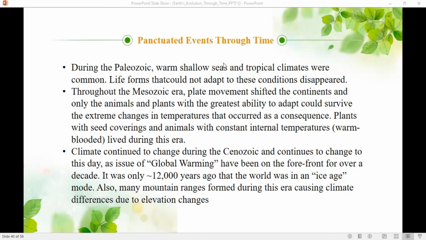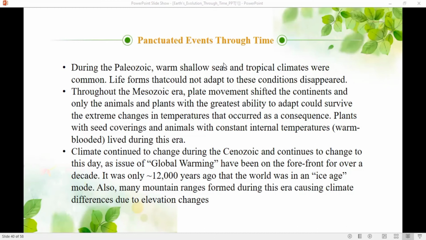Many climate changes happened throughout the Mesozoic era as a result of plate tectonics and landmass movement. Plants and animals that survived this period had structures and systems that allowed for higher adaptations, such as seed coverings for plant seeds and protective body coverings for animals, as well as a consistent internal temperature.